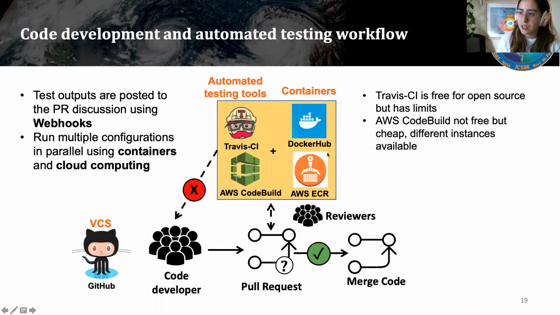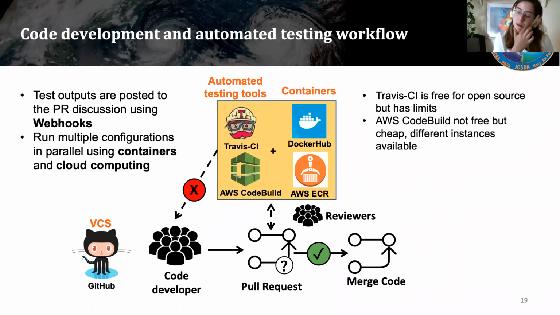So we have this automated testing framework in place that will test the code automatically after the code developer has issued a new pull request. After the new pull request is in place, these automated tools will start testing the system. We use Travis CI and AWS Code Build for this purpose. Travis CI is free for open source repositories, but it has computational limits that make it not very suitable for all our applications. So we rely mostly on AWS Code Build.